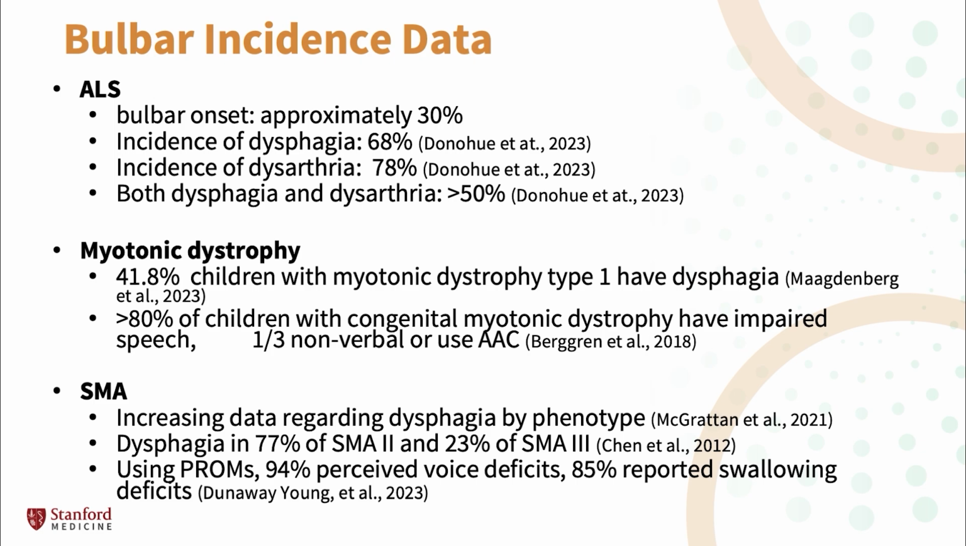Some data from myotonic dystrophy, as you can see there on the slide, pretty substantial. When you're talking about congenital myotonic dystrophy, over 80% of those individuals have impaired speech, whereas about a third of them will be nonverbal or using augmentative or alternative communication devices. And we've got a wonderful speaker speaking about AAC later today.